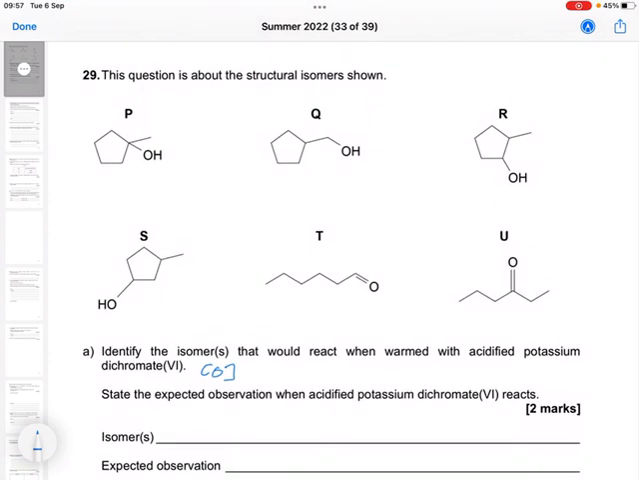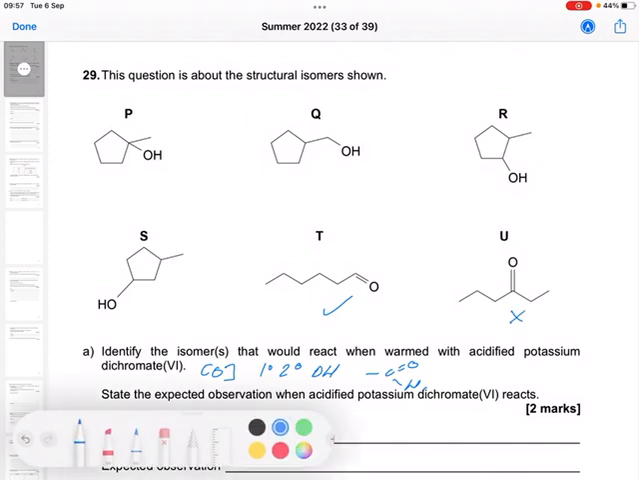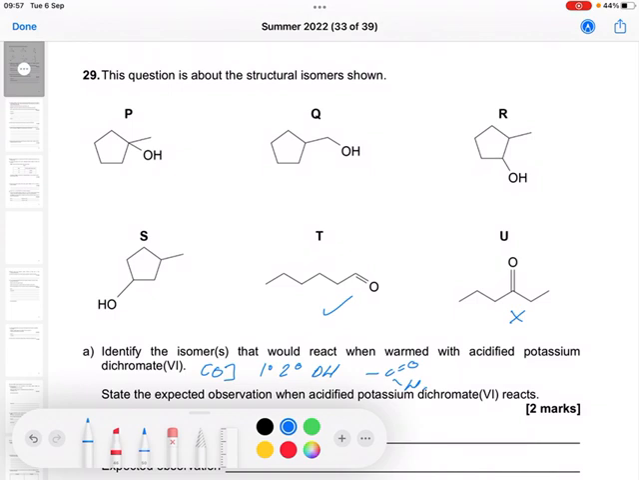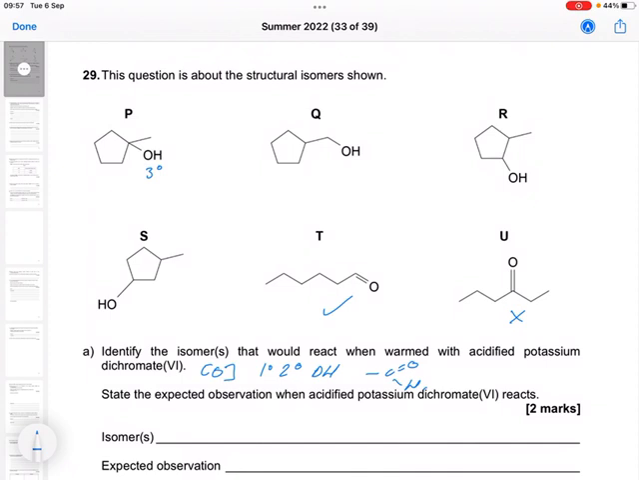Okay, so acidified potassium dichromate will react with primary and secondary alcohols, but also with aldehydes. So I'm just going to go through and have a look at these. Well, this one is an aldehyde, so it will definitely react with T. That one's a ketone, so it won't react. The other four are alcohols, but I do need to classify these alcohols to make sure that they're not tertiary. This one is tertiary, this one is primary, this one is secondary, and this one is secondary as well.